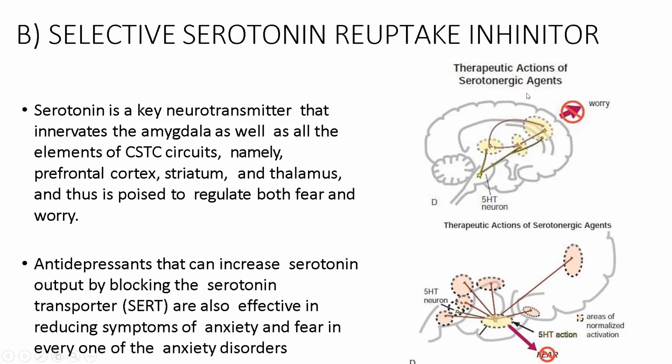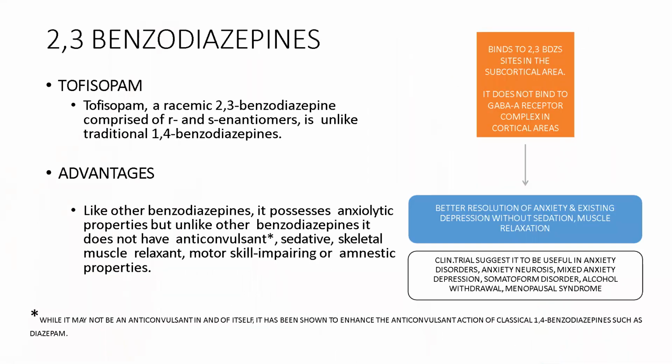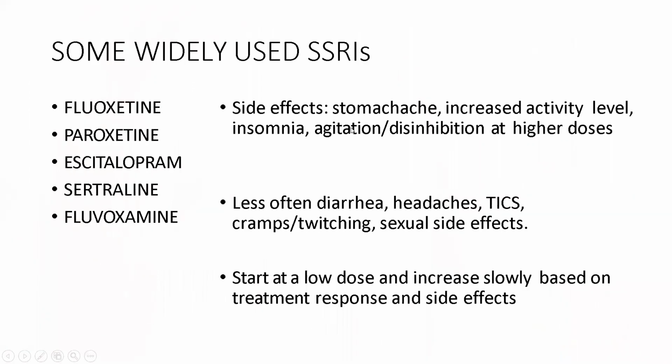Again, you can see here pictorially the 5-HT neurons. So it is also the same as benzodiazepines. It also reduces the worry by acting on different receptor sites. And also here you can see the amygdala, along with other associated sites, can also control the fear. Are you all following? Any questions here? No, sir. So no questions.